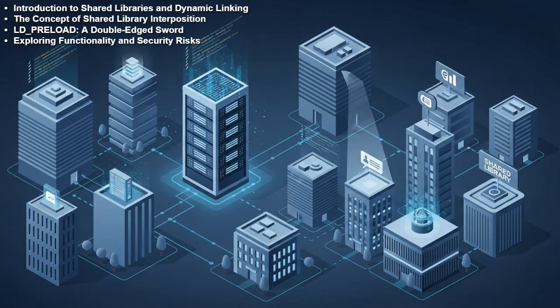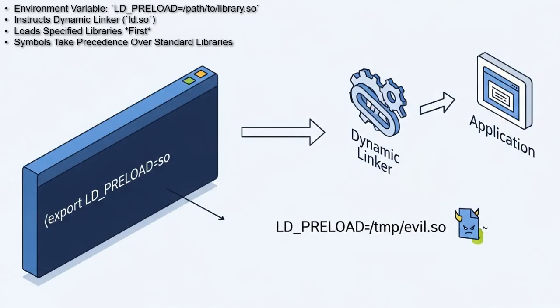Now we arrive at the star of our discussion. This isn't some obscure kernel setting. It's an environment variable that plays a critical role in the dynamic linking process on Unix-like operating systems. When you set the LD_PRELOAD environment variable to point to one or more shared libraries, you are explicitly instructing the dynamic linker, ld.so, to load these specified libraries before any other shared libraries the program might normally use, including even the standard C library.